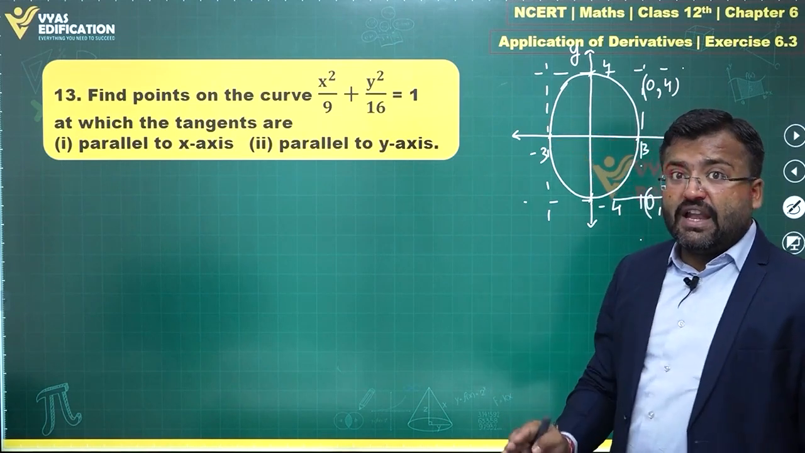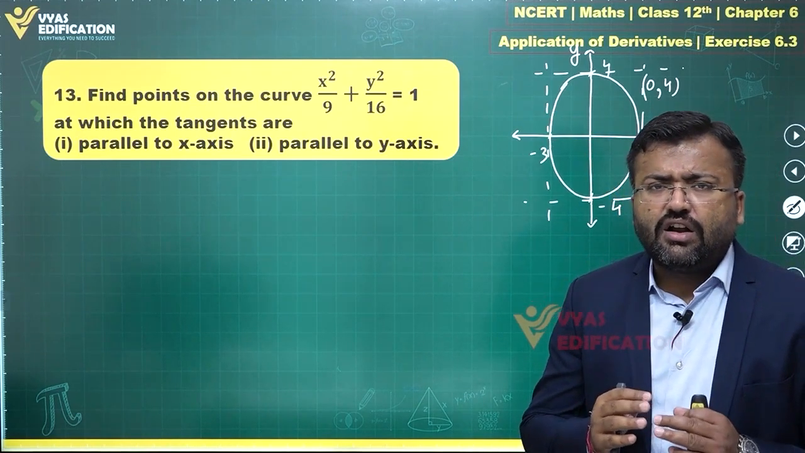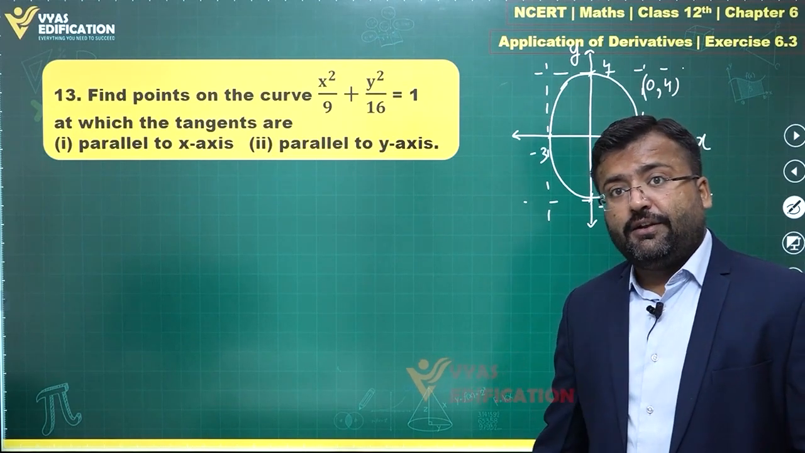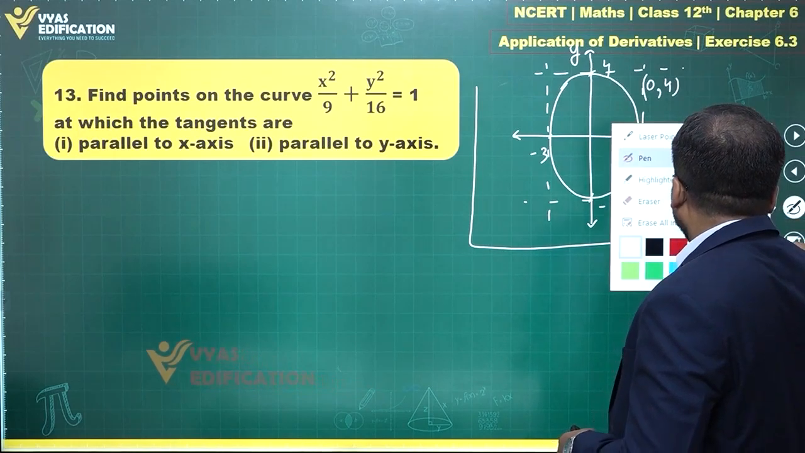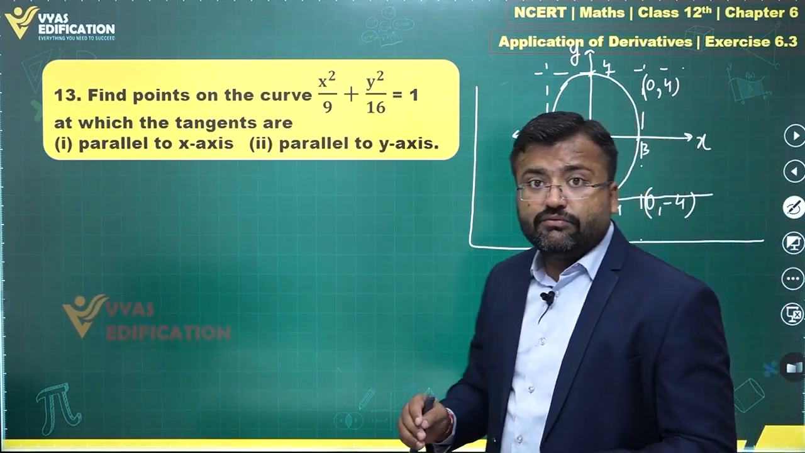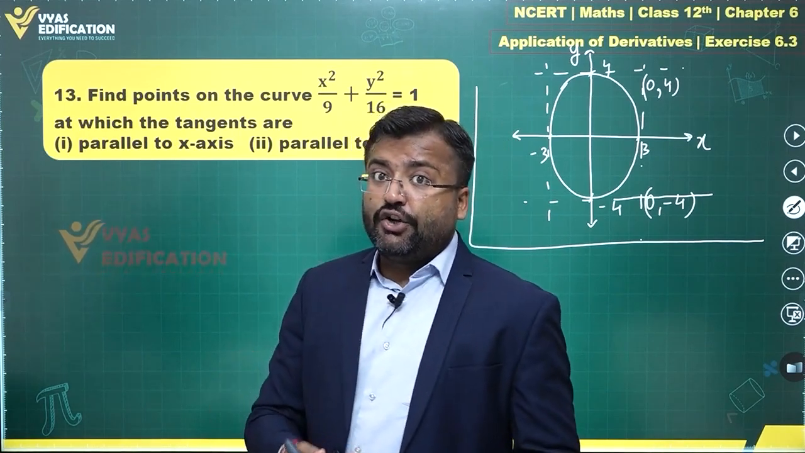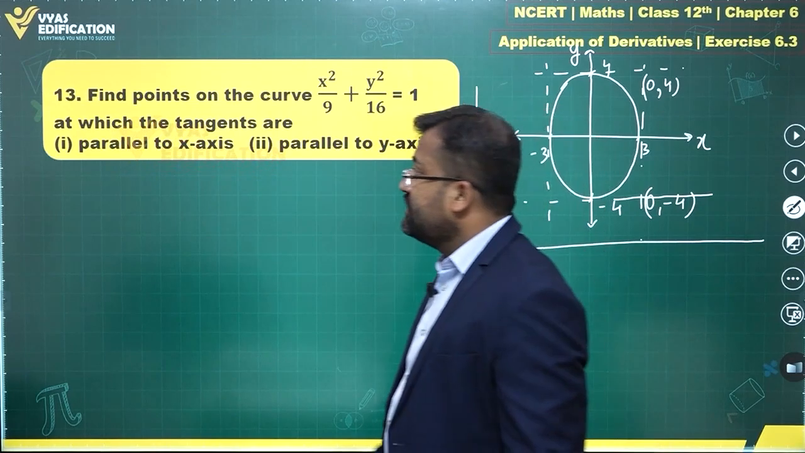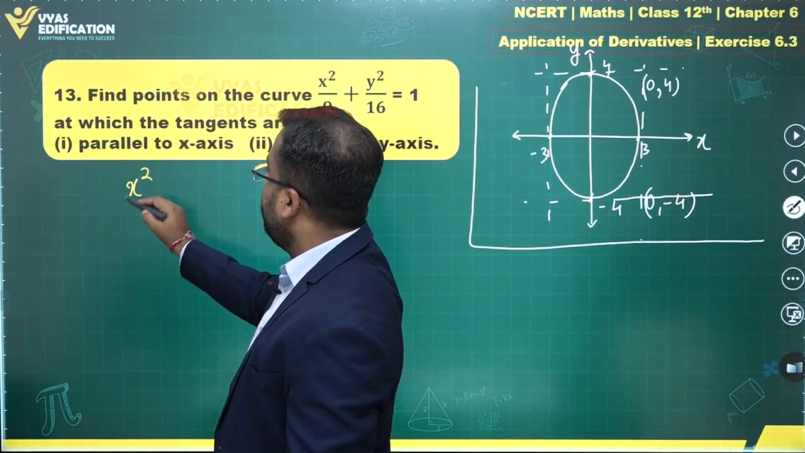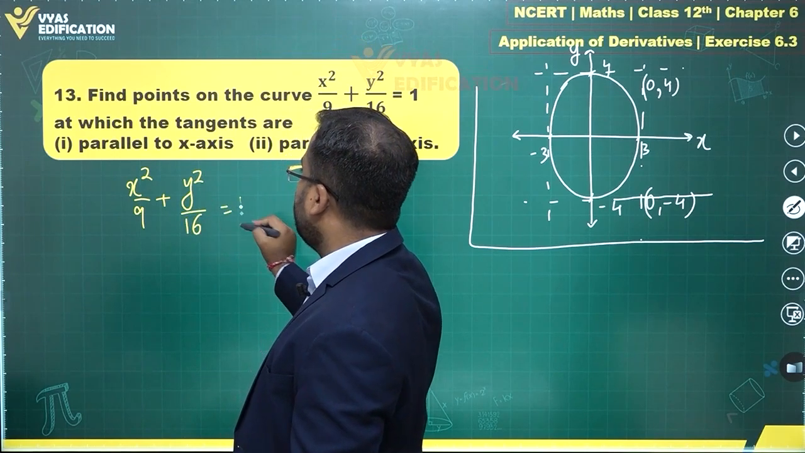This is the case of ellipse, and for ellipse tangents parallel to the x-axis and y-axis are very, very simple, right? But then this is using graphical approach. What can we do for this question where we have to solve it analytically, let's see. So in that case, let's try to solve finding the derivative first of all for this equation. We have x square by 9 plus y square by 16 is equal to 1.